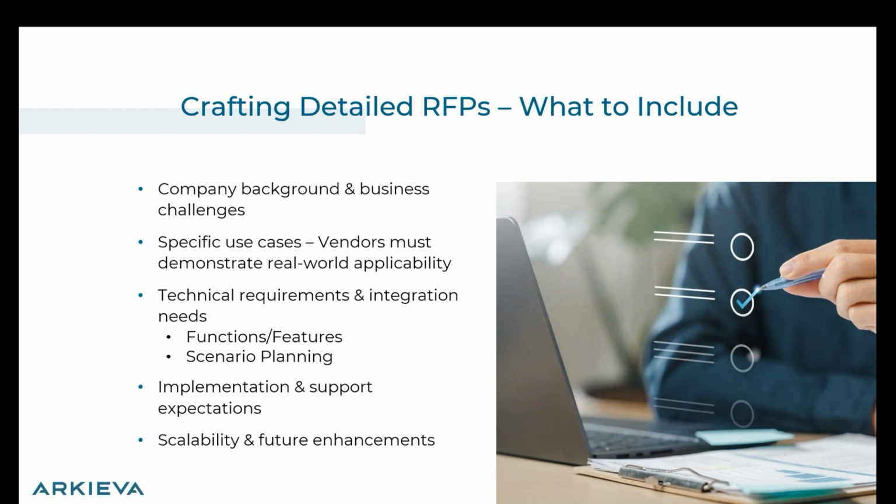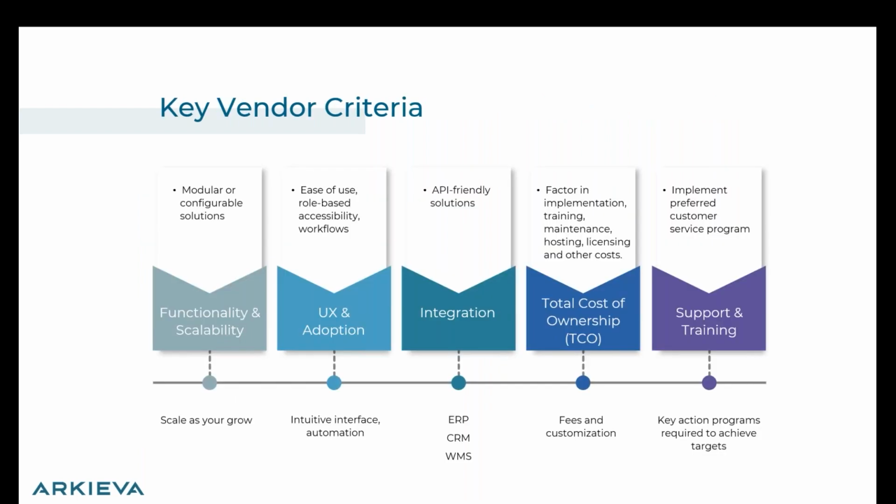So let me just say that RFPs with 5,000 rows of yes, no, or 1 to 5 kind of scoring are a bad idea. Please limit it to how you would be benefiting from that RFP and the responses within your business. All right. So as you look at this, you may have, again, some more detailed key vendor criteria.